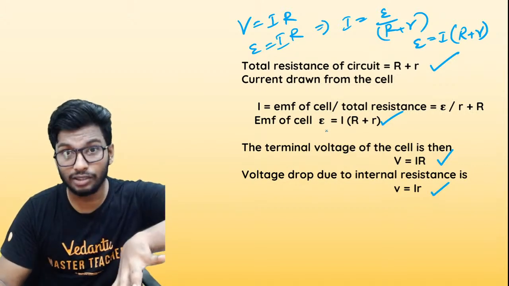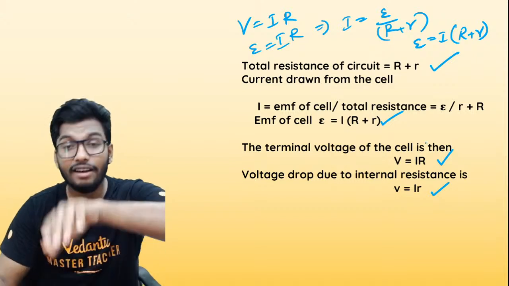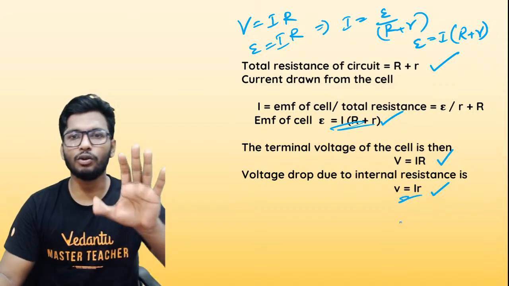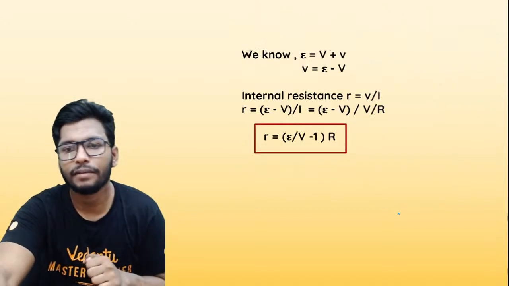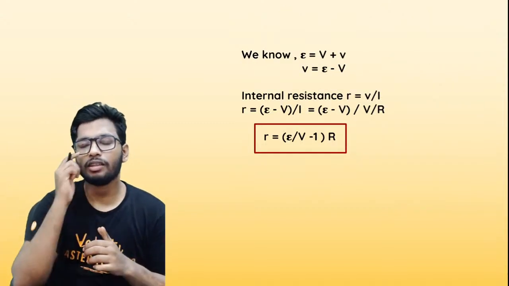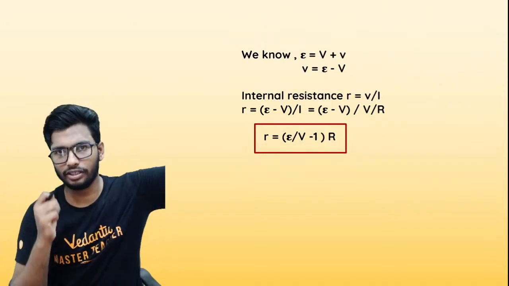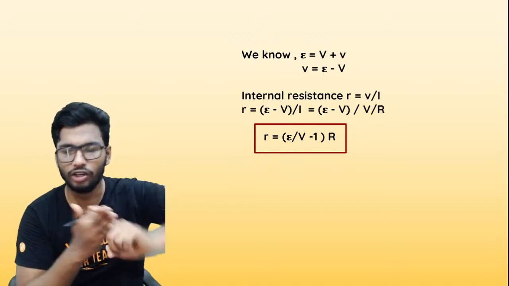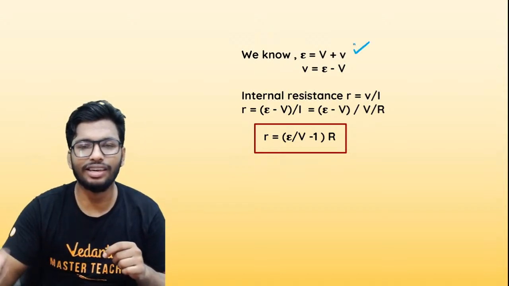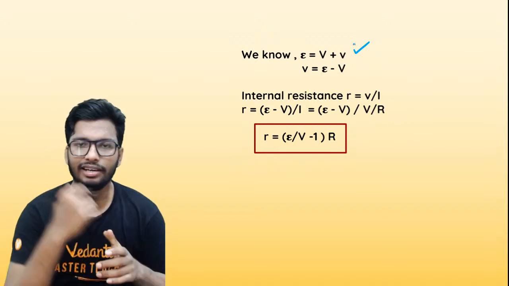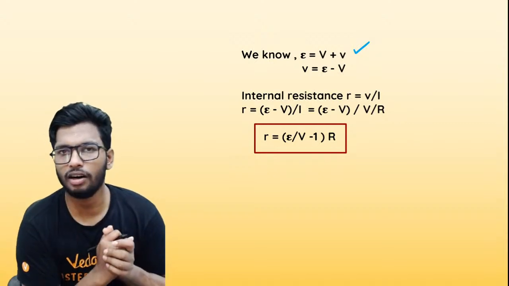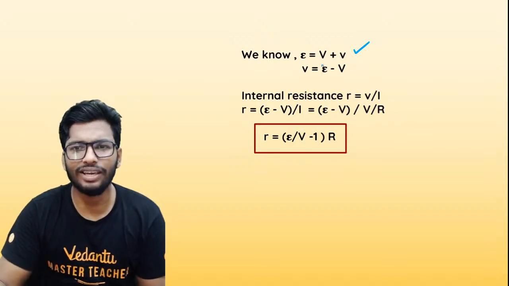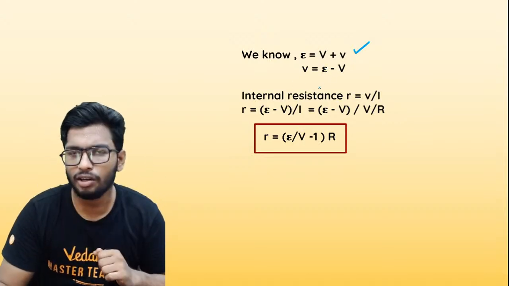So far I got EMF as I into R plus r, V is equal to I into capital R, and small v is equal to I into small r, that is nothing but voltage drop. Now I'm going to use the first equation we got before, the relation between EMF, terminal voltage, and voltage drop. So epsilon is equal to V plus v, that is terminal voltage plus voltage drop. I'll rearrange the equation to get voltage drop. So v is equal to epsilon minus the terminal voltage.